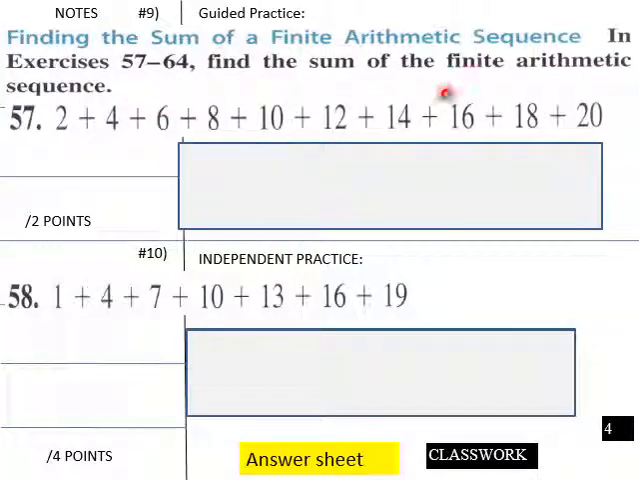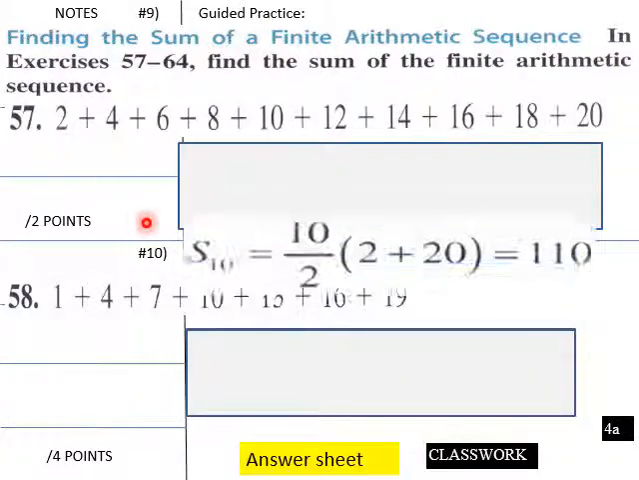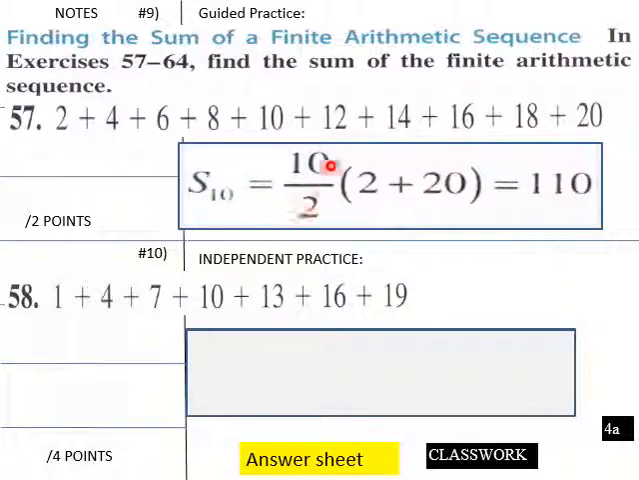Okay, let's find the sum of this one. So how do we do that? Well, how many terms have we got here? We've got S10, so again we go 10 over 2 times 2 plus 20, which will come out to 110. 22 times 5 is 110. Students, this one is up to you.